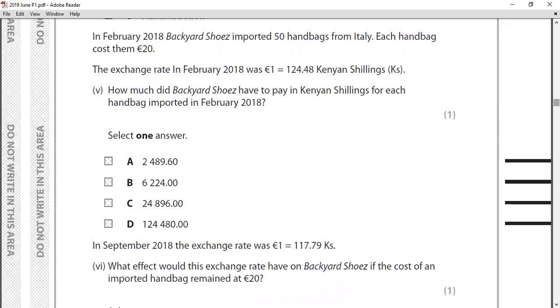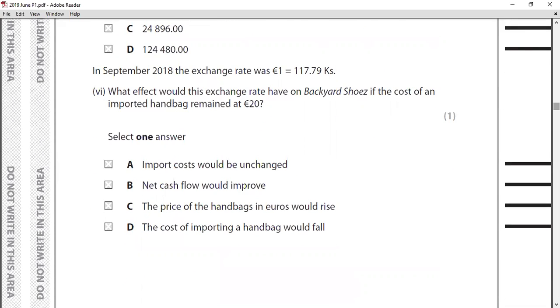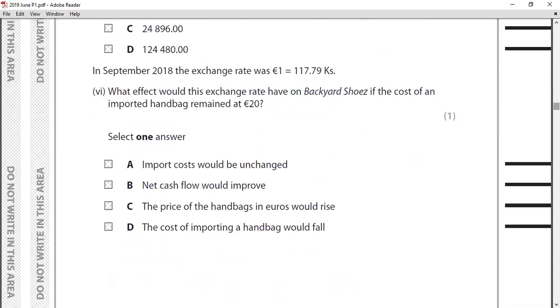Next point. Which effects exchange rate was now 117. So foreign exchange rate, this situation has gone down because in this case the Kenyan shilling appreciated, because previously they had to pay 124, now they have to pay only 117. What effect would this exchange rate have on backyard shoes if the cost of an imported handbag remains 20?